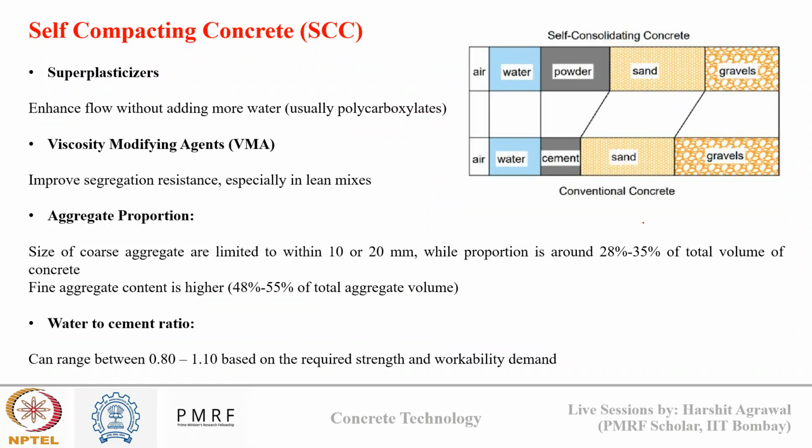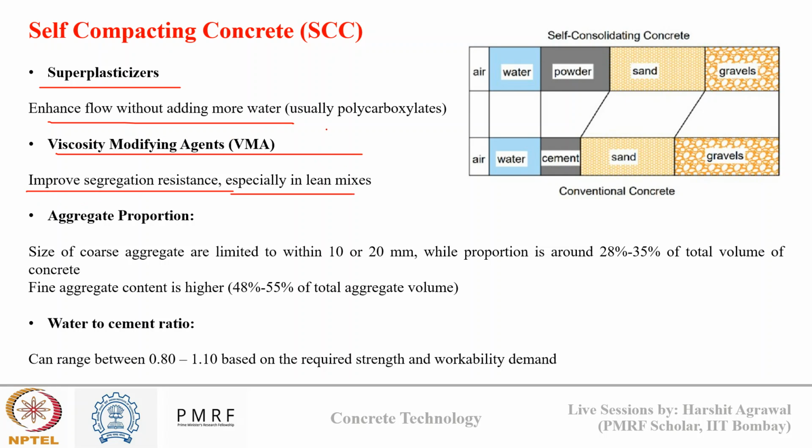Now, what are the key ingredients in a concrete mixture designed for a self-compacting concrete? The use of superplasticizer is a must. It enhances the flow without adding water. Viscosity modifying admixture is needed to improve segregation resistance, especially in lean mixes. We know that when we increase the SP dosage, generally there is a risk of segregation. To avoid that risk of segregation, we add viscosity modifying admixtures also.